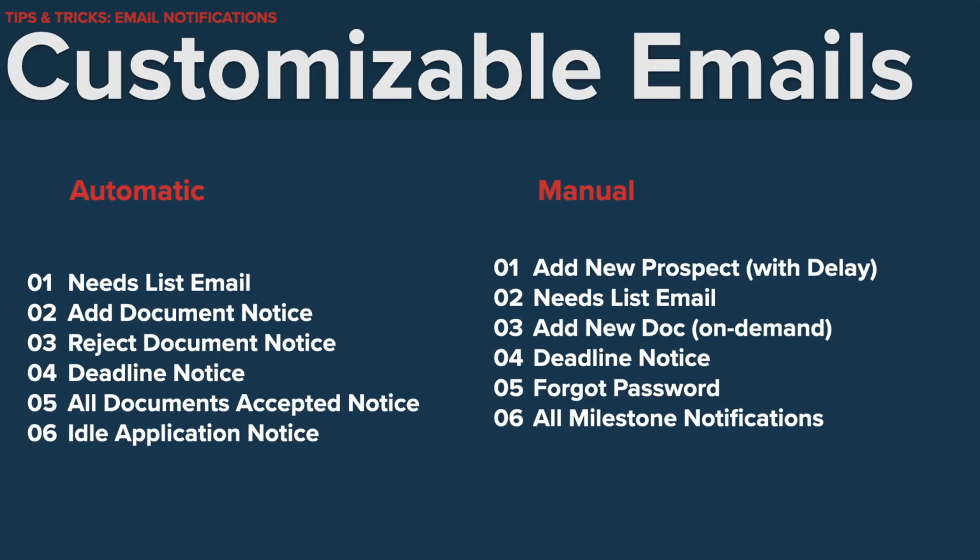Now for the customizable emails, we'll go over, like I said, the automatic and the manual updates. And for automatic, we'll go over needs list, the add document notice, reject doc notice, deadline notice, all docs accepted, idle application notice. And then for the manual, we'll go over the add new prospect, and I'll show you how the delay for borrower access works, how to resend the needs list email, how to add a new doc with the on-demand option, how to resend or manually send a deadline notice, how to send a forgot password email right from within your loan flow, and the milestone notifications.